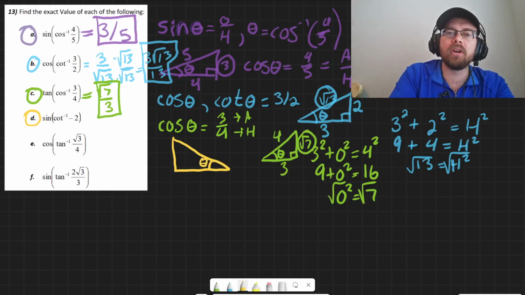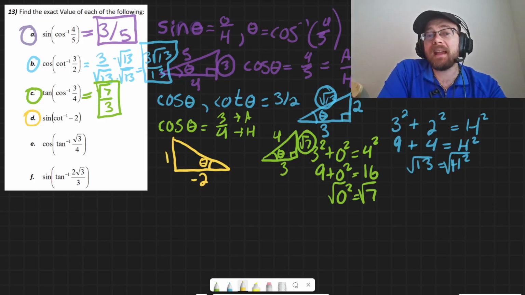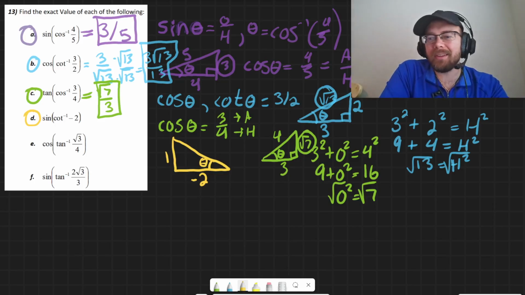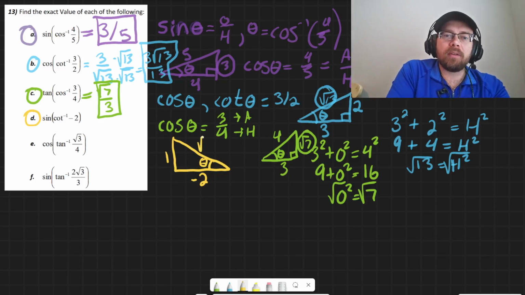So I am going to redraw this because this is actually in quadrant 2. Cotangent is adjacent over opposite. So it's actually going to look more like that. And now it's a little bit more drawn to scale as well. So that's helpful. This would be the square root of 5 still.